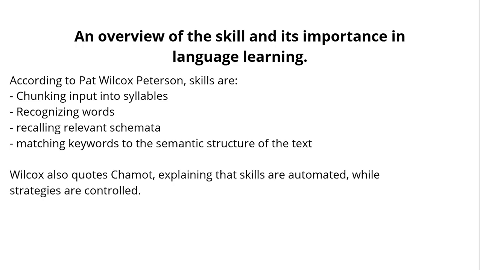Overview of the skill and its importance in language learning. According to Pat Wilkins Peterson, this skill has its own subskills, like chunking input into syllables, recognizing words, recalling relevant schemata, and matching keywords to the semantic structure of the text. And according to Kamot, quoted by Wilcox, skills are automated, while strategies are controlled.